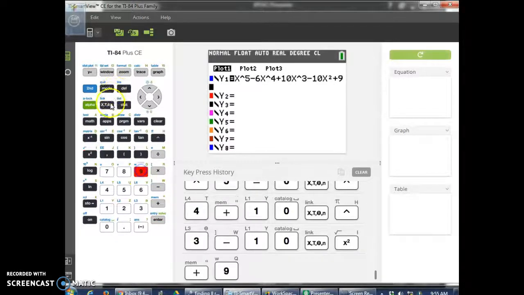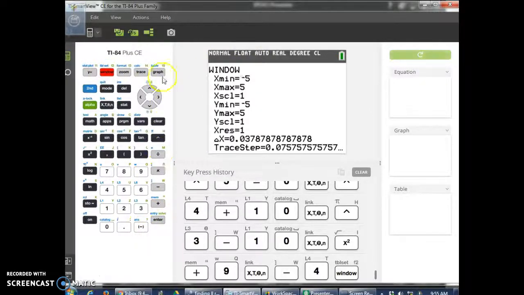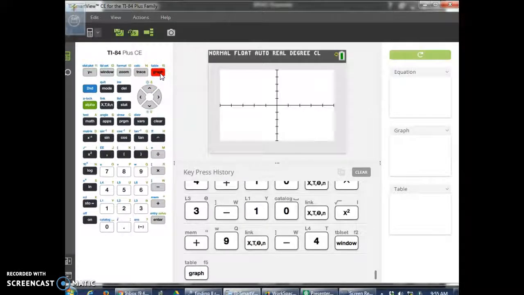So this is a long one. Let's get it all in here and double check it. So x to the 5th minus 6x to the 4th plus 10x cubed minus 10x squared plus 9x minus 4. So let's graph it. I'm going to go back and change my window. Well, I'll start with this just to see. Now, I see what's probably a root right there and probably a root right there. But let's double check that 1 and then 4.